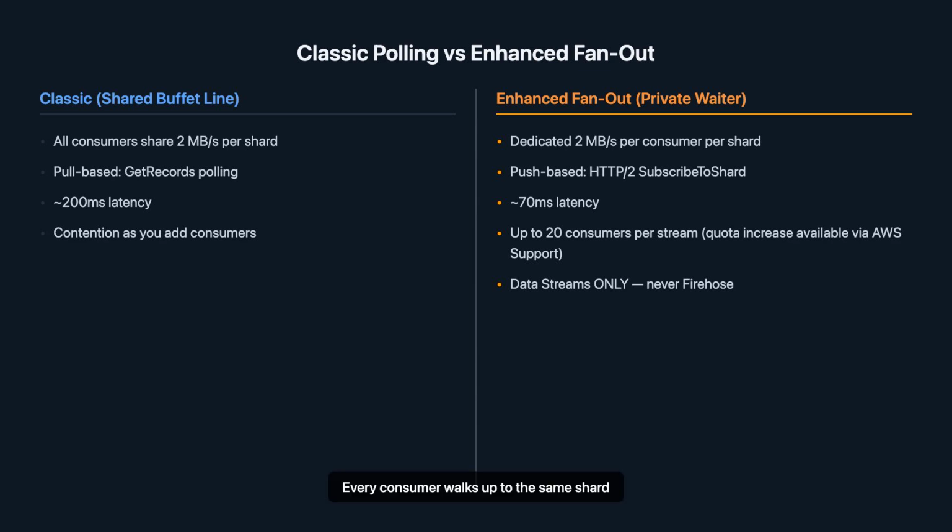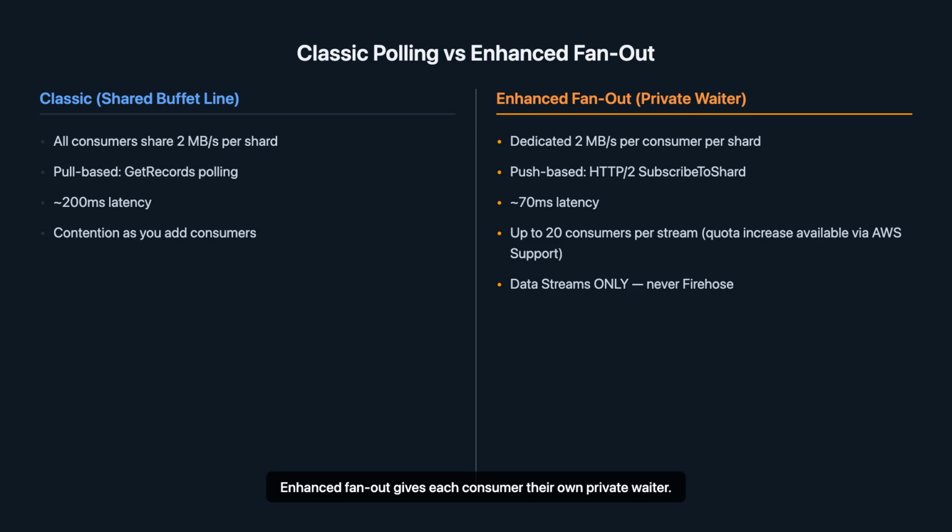Every consumer walks up to the same shard and pulls records by polling, and they're all eating from the same 2 megabytes per second plate. Add more consumers and contention grows. Latency hovers around 200 milliseconds.